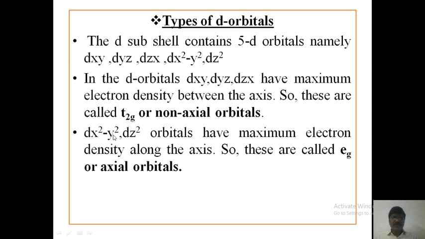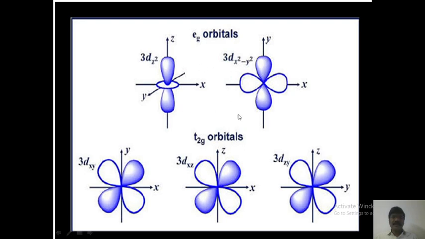Whereas dx²-y² and dz² orbitals have maximum electron density along the axis. So, these are called eg orbitals or axial orbitals. Now see that these are the two types of d orbitals. First one is t2g orbitals. Their electron density lies between the axes, so these orbitals are also called non-axial orbitals.